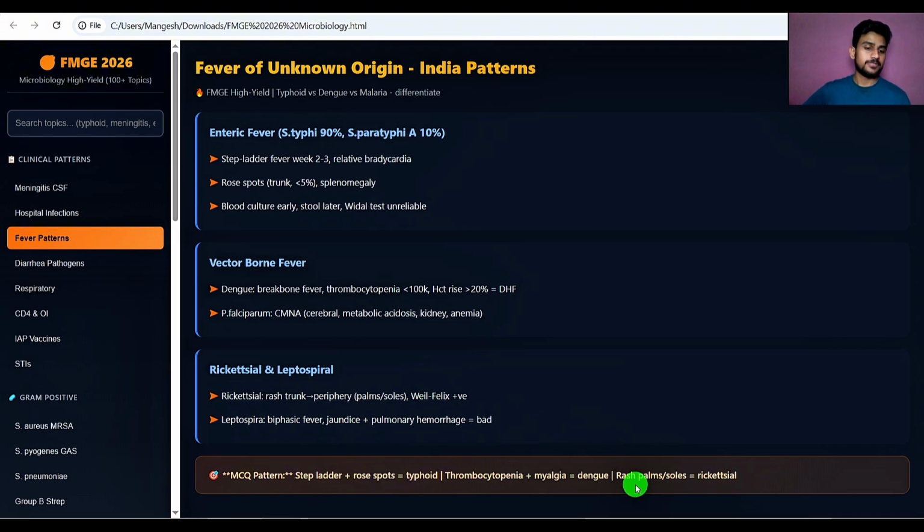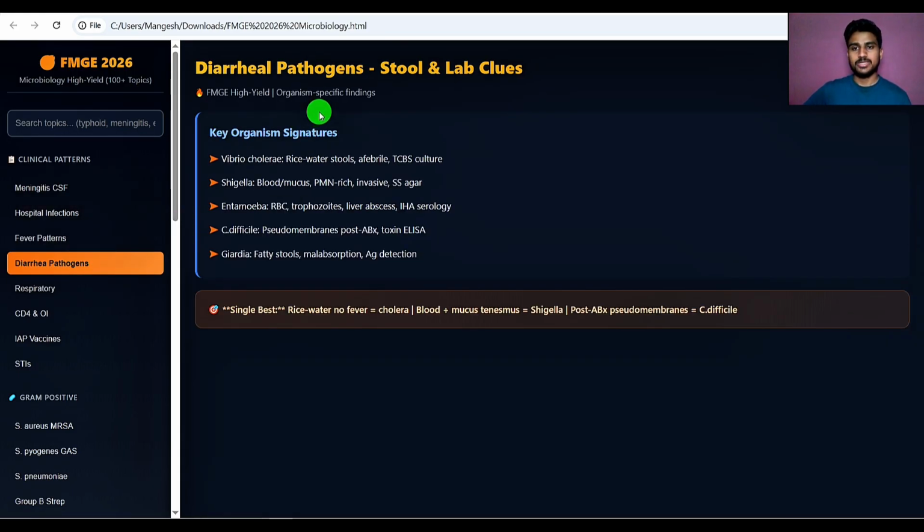And if there is a rash on palms or soles and something is mentioned like this, and the Weil Felix test is given positive, then you have to think about rickettsial infection. So this is all about fever of unknown origin. Let's move forward towards diarrheal pathogenesis.